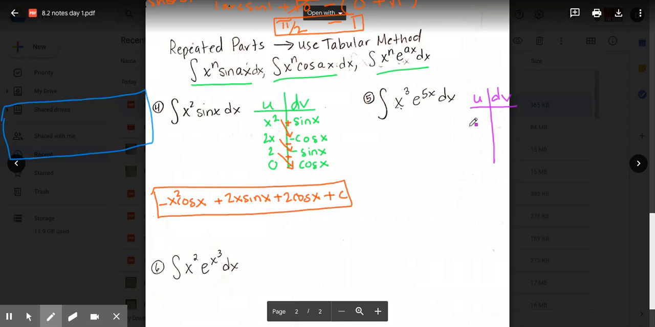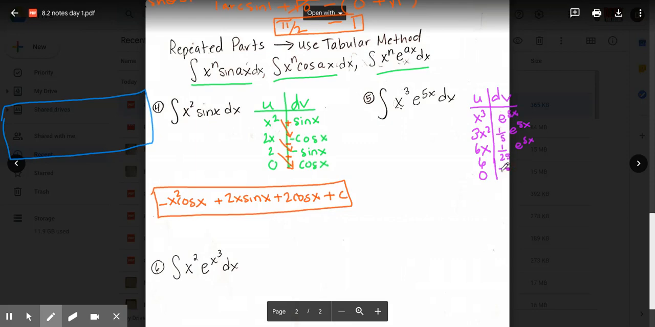L is logs. No, there's no logs. I is inverse trig. No inverse trig. P is polynomials. Yes, x cubed is a polynomial. So we keep deriving till we get down to 0. Our dV would be e to the 5x, and we integrate the same number of times it takes to get down to 0. So be careful when you integrate, it's 1/5 e to the 5x, right? Because u is 5x, du is 5, you have to put a 5 in, and a 1/5 on the outside. So then this ends up being 1/25 e to the 5x.